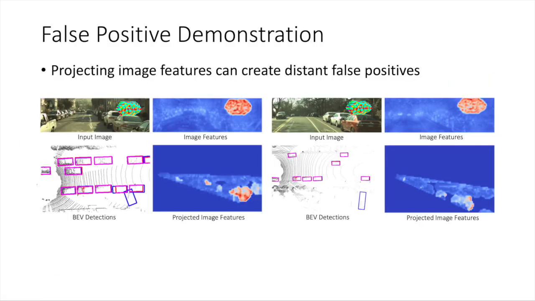Here are some examples of false positives. We showed the detection in bird's eye view since far away bounding boxes are difficult to see in the image. Interestingly, we find that due to the projection of image features into 3D during sensor fusion, our attacks are able to generate false positives in distant regions. We further demonstrate this by visualizing the image features in the image plane and after projection into 3D.